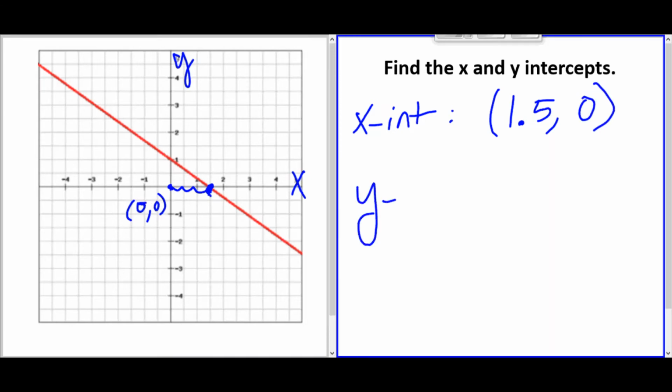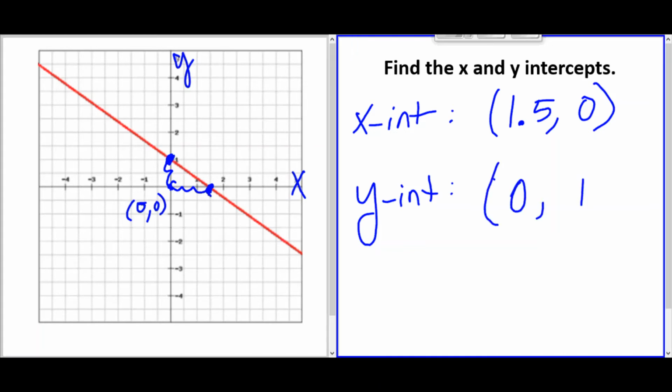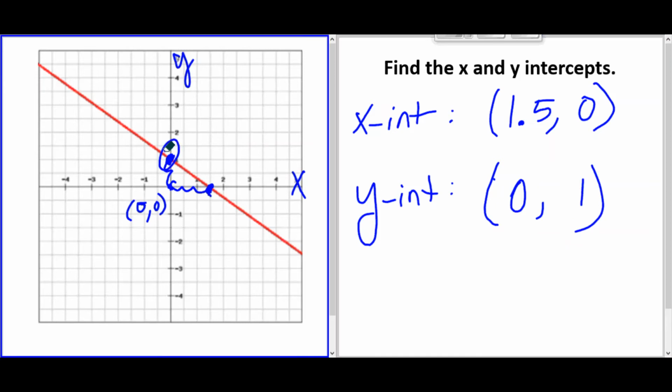The y-intercept on this graph, again, if we start at the origin, we move up a half and then another half, and we're up at 1. So this is the point 0, 1. So here's your y-intercept. Here's your x-intercept.